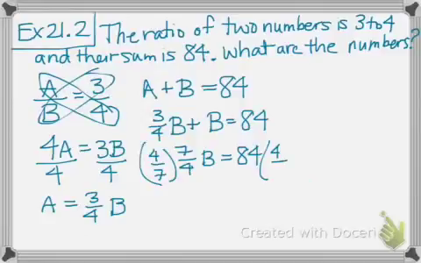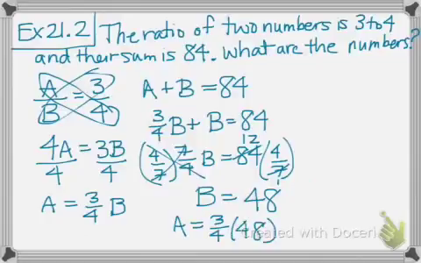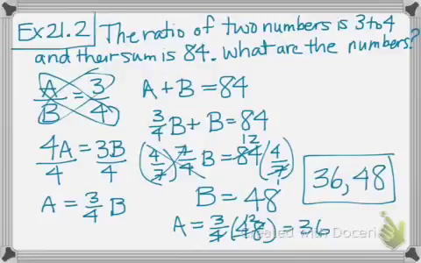And now I can multiply by the reciprocal and get B is equal to, 7 goes into 84 12 times. So 12 times 4 is 48. So B is 48. And I know A plus B is 84, and A is 3/4 of 48. So I'm just going to use 3/4 of 48 to find A. I know 4 goes into 48 12 times. 3 times 12 is 36. So my two numbers are 36 and 48.